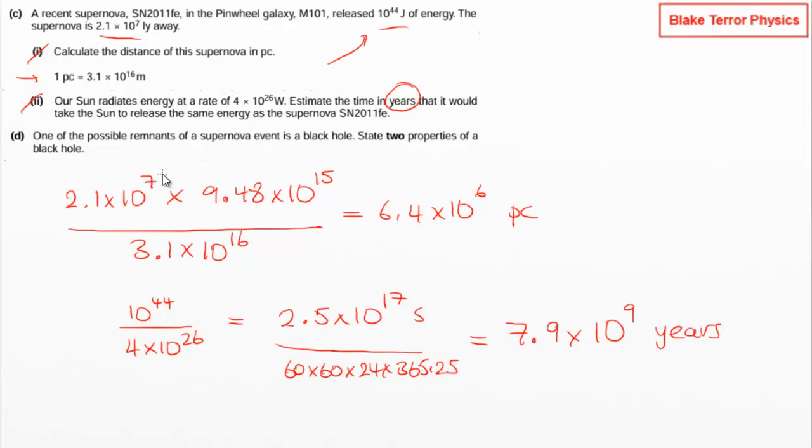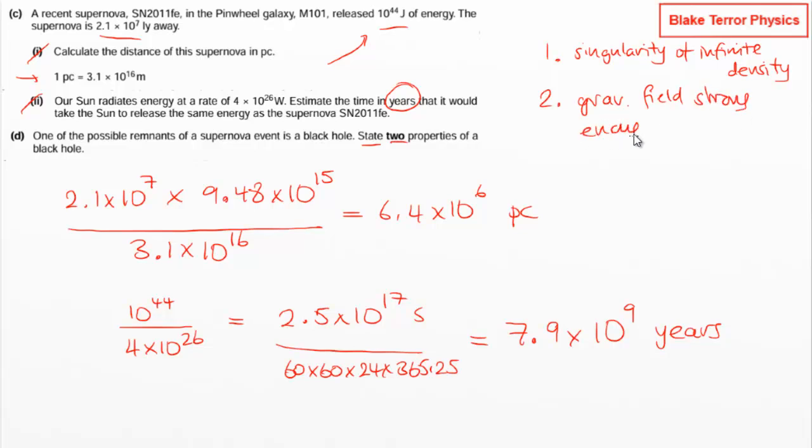Okay. One of the possible remnants of a supernova event is a black hole. State 2 properties of a black hole. So we just want 2 statements. We don't need anything particularly groundbreaking on this. So for the first one, we'll say it is a singularity, so a good keyword, of infinite density. So that's sort of belt and braces on that one. So singularity of infinite density. And then we can say that it's got a gravitational field which is strong enough that light cannot escape from it.